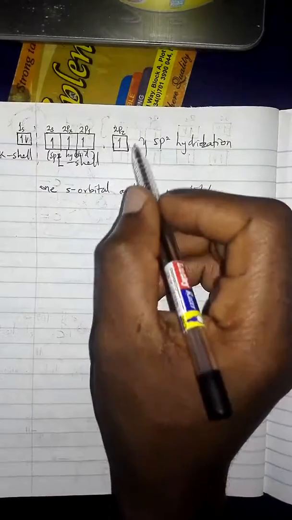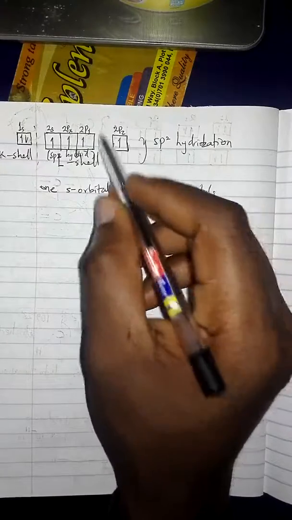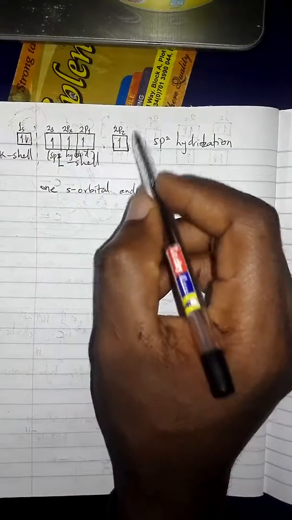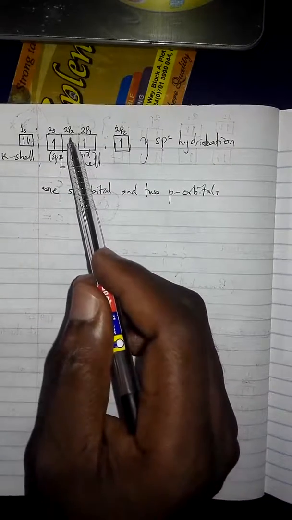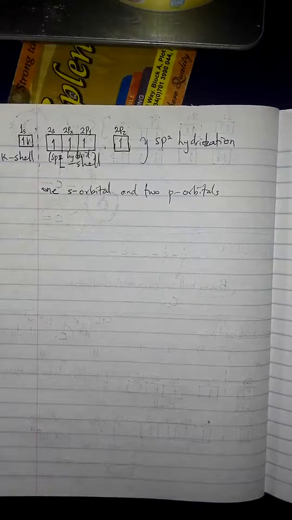Unsaturated organic molecules. So it leads to the formation of unsaturated organic molecules because there is an unhybridized orbital present. Because of the presence of this unhybridized orbital, the organic compound formed by sp2 hybridized carbon atoms is going to be unsaturated, because there is still one left which is unhybridized.